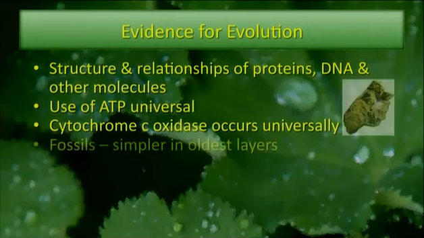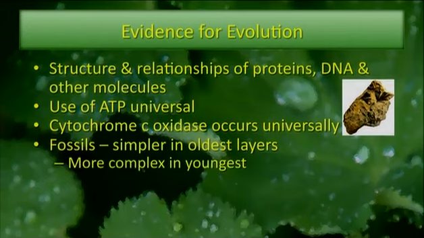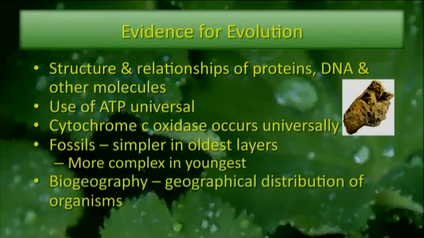Also, fossils tend to be simpler in the oldest layers and more complex in the younger layers. So you have simpler fossils that are older, more complex and younger, so you have increasing complexity in many cases. And also biogeography is another piece of evidence for evolution, which is the geographical distribution of organisms. We talked about this earlier. Remember, we talked about Vavilov, right?